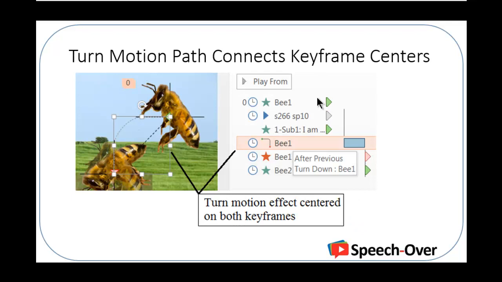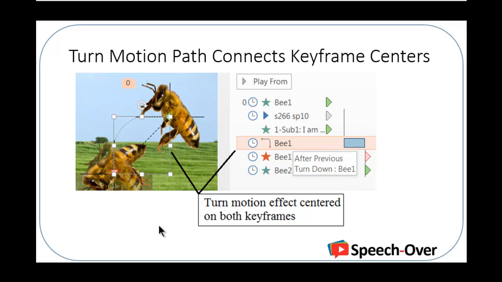Here's a picture of what the screen will look like after you've added the turn motion path and brought the red arrow into the center of the second graphic. So here you have the turn effect connecting the center of the first graphic with the center of the second graphic. And here you have on the animation pane the turn down effect appearing, and it starts after the audio effect. Here, this line is the end of the audio effect, and then starts the motion effect.